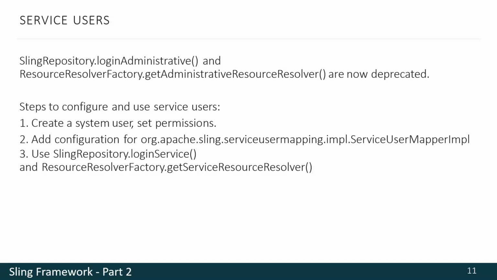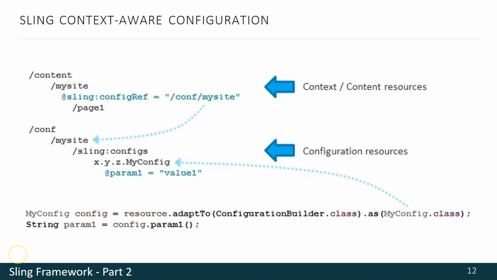So what are the steps to configure? There are some steps to follow to configure and use service users. They are the following. First, create a system user and set permissions. Second, add configurations for the service user mapper. And finally, you can use the SlingRepository.loginService and ResourceResolverFactory.getServiceResourceResolver methods.